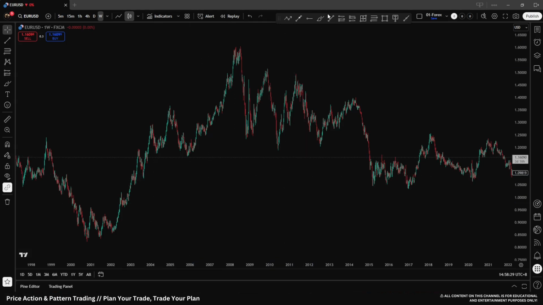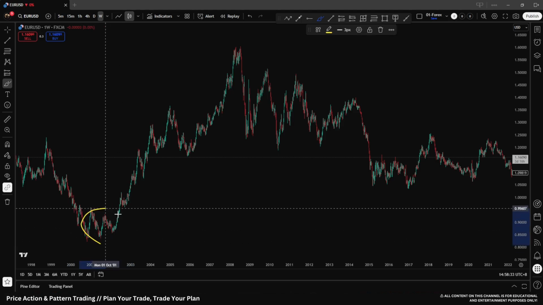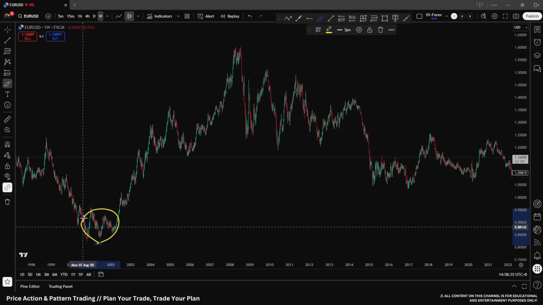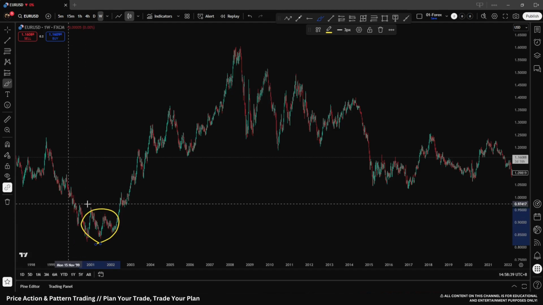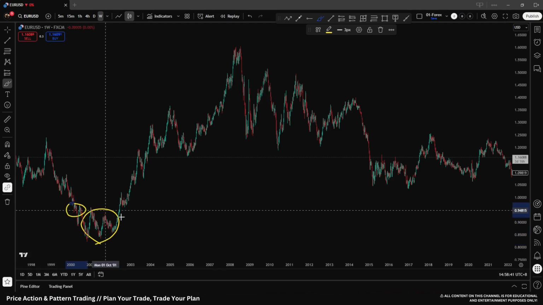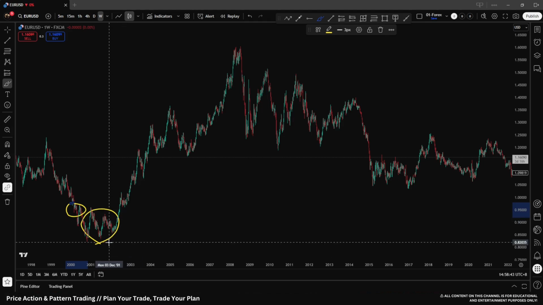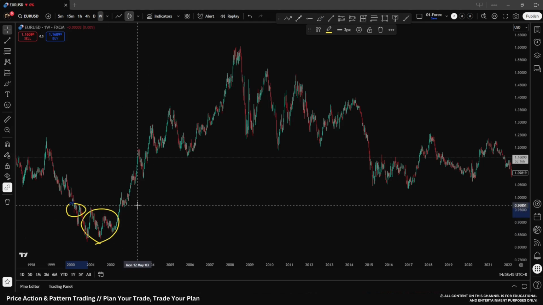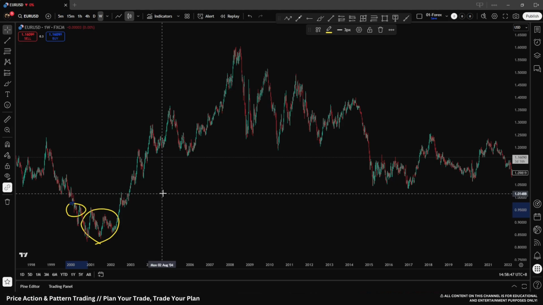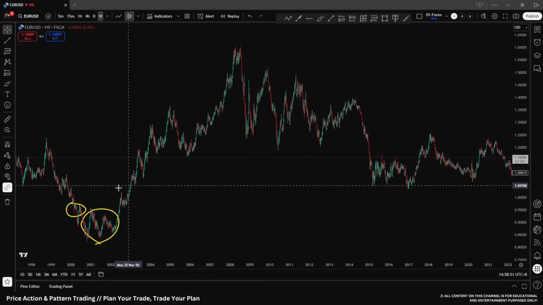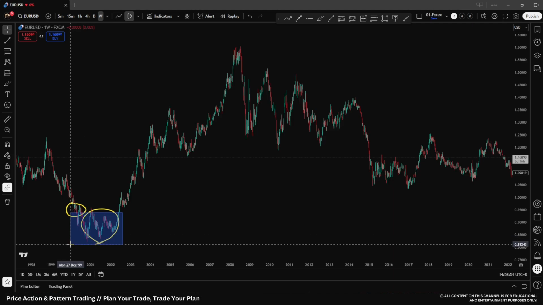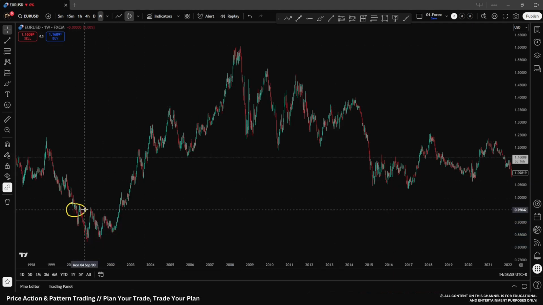We will start here in the area of the euro introduction. The euro was first introduced as an electronic currency in 1999, so that's somewhere in this area here. And then it was introduced as a physical currency on the 1st of January 2002. So let's see if we can spot this market behavior already in historical data.